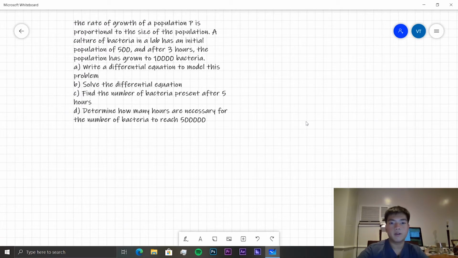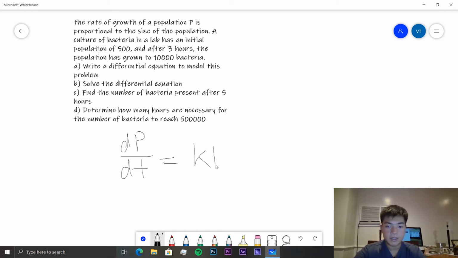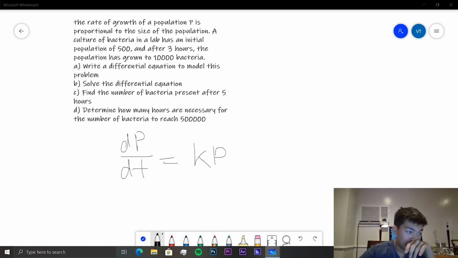Okay, so the rate of growth of a population is proportional to the size of the population. So dp over dt is equal to some constant times p. And so this is enough to model it, I think. So now let's solve.